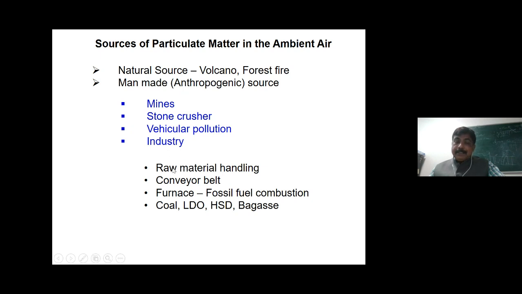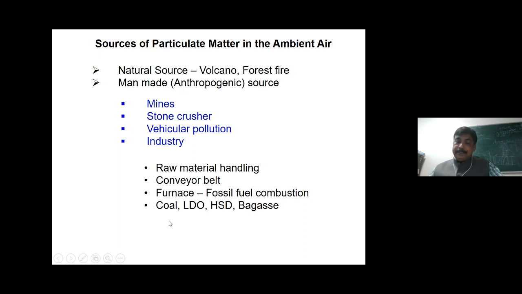Now inside an industry, what are all the possibilities? Raw material handling, as I mentioned in one of the cases, the metal industry, they are handling raw material, dumping something from a high elevation, it is causing problem. Conveyor belt, when it moves, it vibrates, the raw material lying over it or intermediates also shakes and causes air pollution.